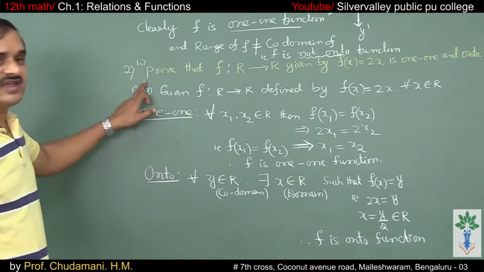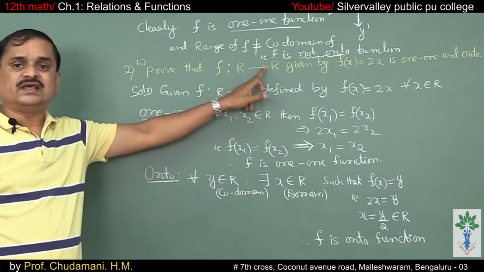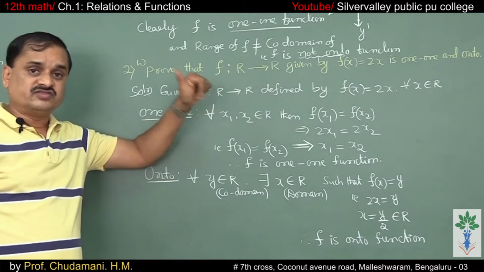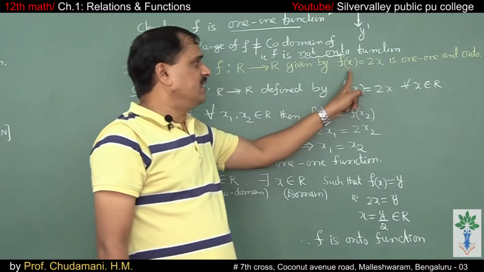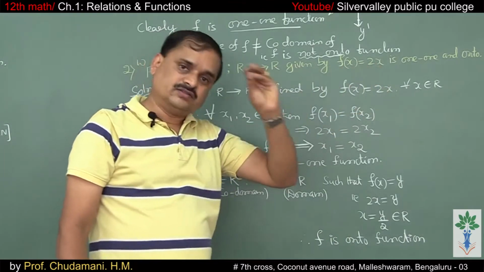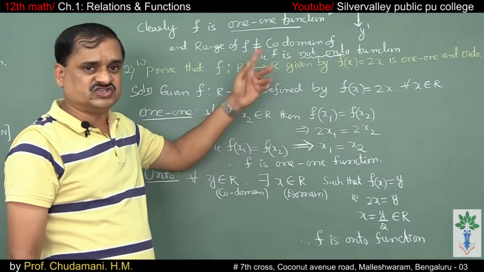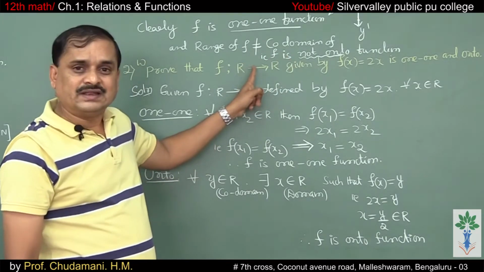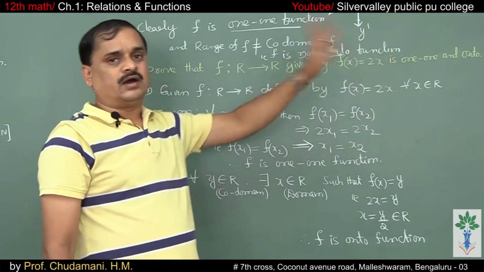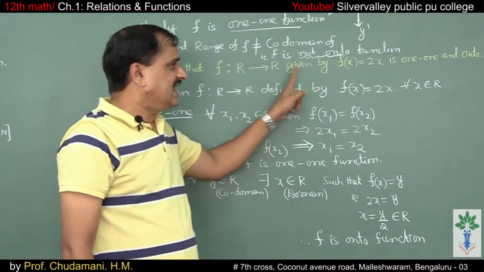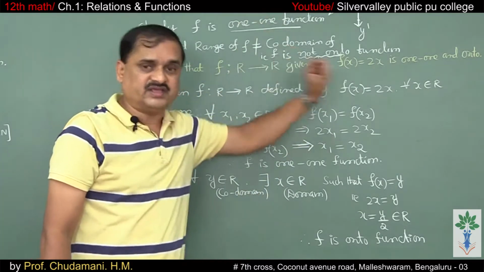Next, second problem. Prove that f from real numbers to real numbers, and also natural numbers to natural numbers, defined by f of x equals 2x. The function is the same, but the domain and codomain are changed. So real numbers to real numbers: it is one-one and onto. Suppose it is natural numbers, it is not onto. If it is real numbers, it is onto.